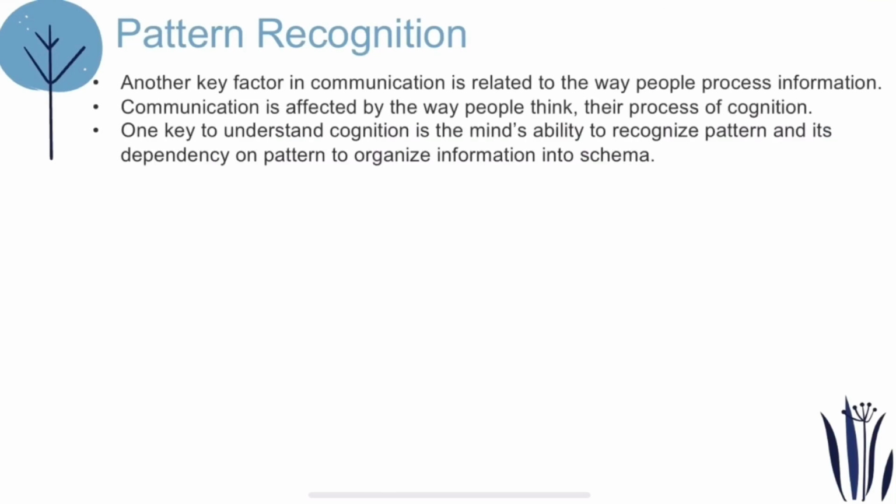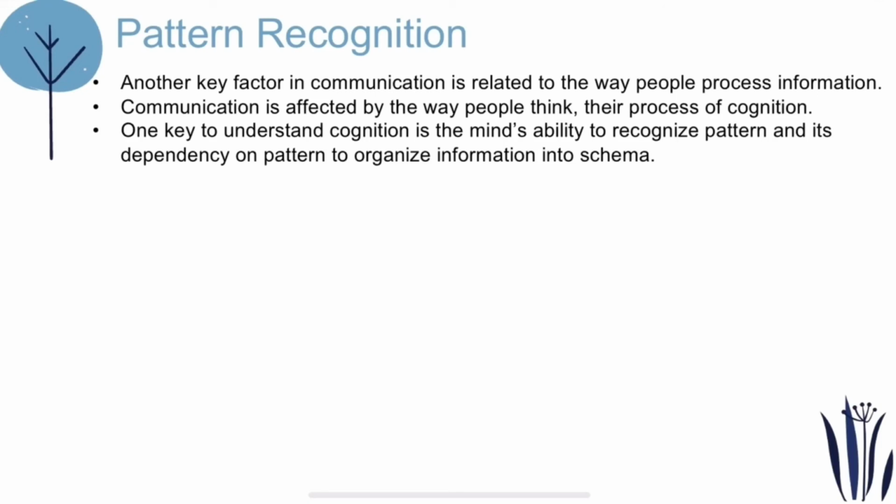The last part is pattern recognition. Another key factor in communication is related to the way people process information. In other words, communication is affected by the way people think, their process of cognition. One key to understanding cognition is the mind's ability to recognize patterns and its dependency on patterns to organize information into schema.